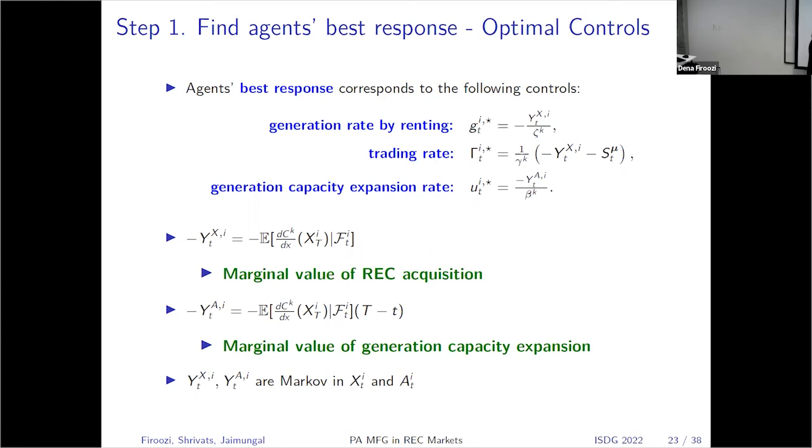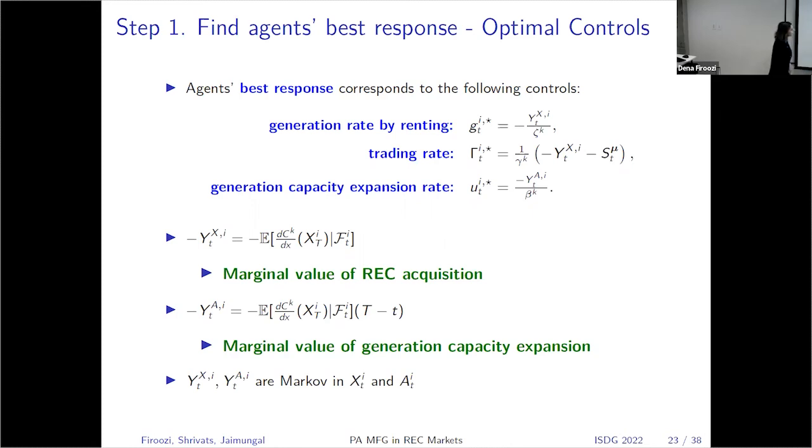Now, if you look at the capacity expansion rate, it is proportional to this process Y^A. Y^A is characterized here. It's the marginal value of REC acquisition times the remaining time. So we can interpret this as the marginal value of an additional increase in generation capacity. And it makes sense that it is proportional to the remaining time. When we have less time until the end of the compliance period, the marginal value of an increase in generation capacity is smaller.